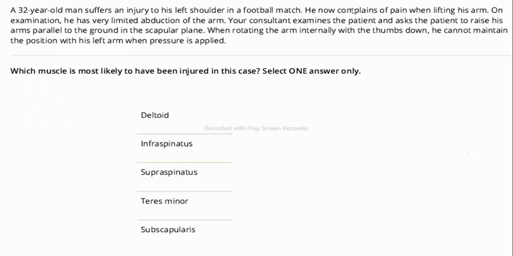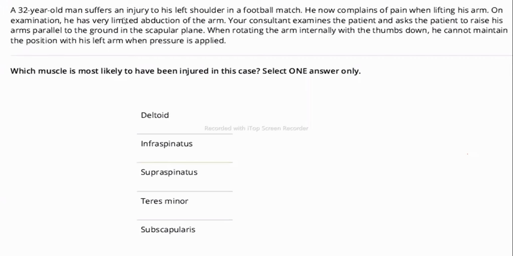He now complains of pain when lifting his arm. What does it mean when he lifts? Abduction. On examination, he has limited abduction. He is confirming now. What does it mean, abduction? Which muscle? Supraspinatus. Please, guys, mute. If you want to answer, you can unmute. Here, the patient has limited abduction. Limited here means impingement or tear?